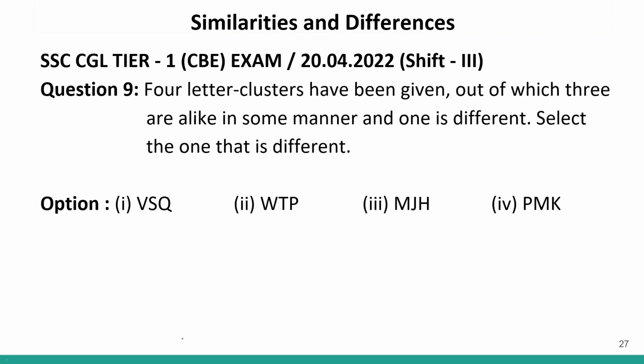Now, we have to find the one which is different. Treating them as separate series: WTP, MJH, PM and K. So I'll give them forward ranks quickly.